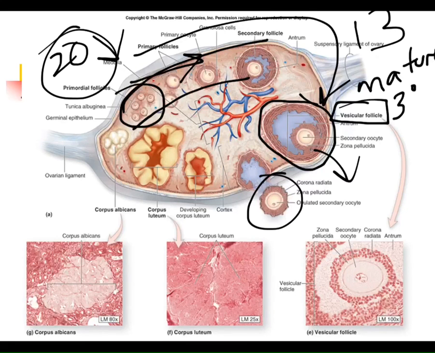Around the outside of that egg, you can see that there's layers of cells, and those are the layers that the sperm must penetrate through to fertilize the egg, and that's why the acrosome is so important, because it has to penetrate through those outer layers. The cells that are left behind.